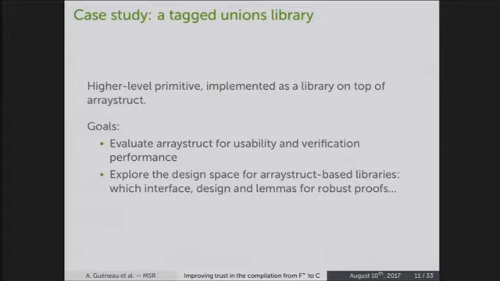And so another part of the work I did here was to explore these points of the design using array struct and have a case study in the form of a tagged union library built on top of array struct. Tagged unions are a bit higher-level primitive that we can implement on top of array struct and that can attempt at bridging the gap between the low-level array struct constructs and higher-level constructs like inductives.